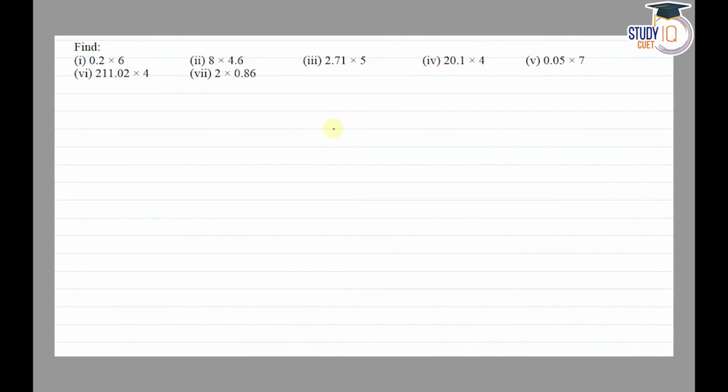Hello everyone, this question appears in the Class 7th NCERT chapter of fractions and decimals. This is the first question of exercise 2.6. So the question says find. 0.2 into 6. So decimal triangle, so divide by 10. So there are 12 by 10 is equal to 1.2.